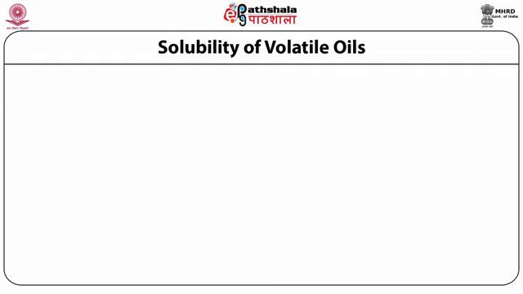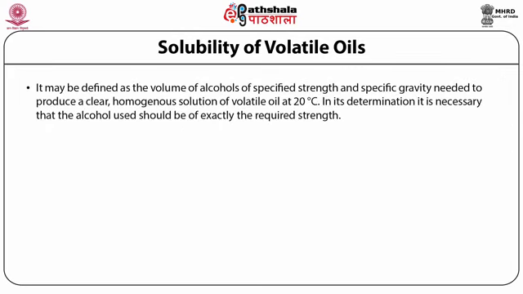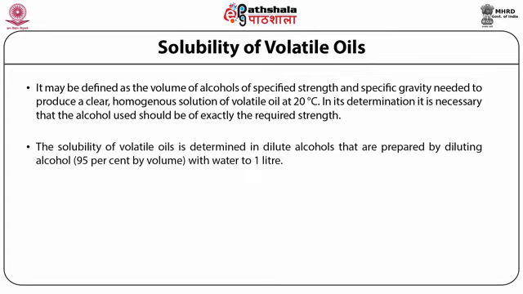Another important feature of the analysis of volatile oil is their solubility. It may be defined as the volume of alcohol of the specified strength and specific gravity needed to produce a clear homogeneous solution of volatile oil at 20 degrees Celsius. In its determination, it is necessary that the alcohol used should be exactly of the specified strength. The solubility of volatile oils is determined in dilute alcohols that are prepared by diluting alcohol 95% by volume with water to 1 liter.